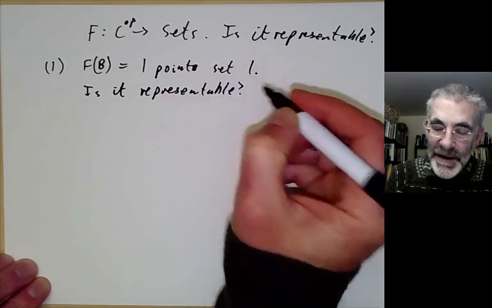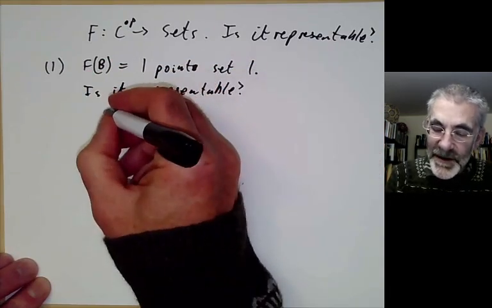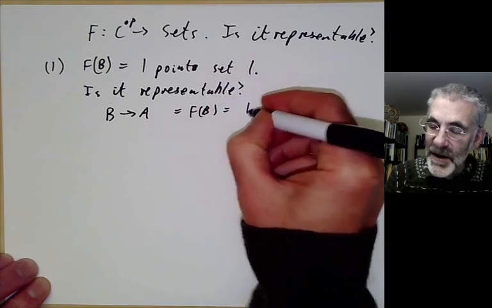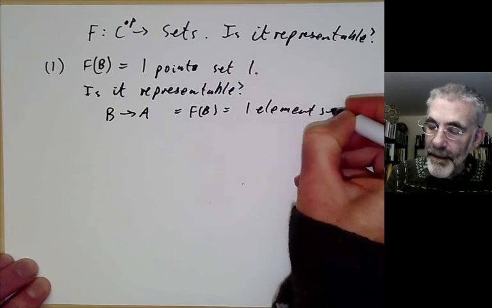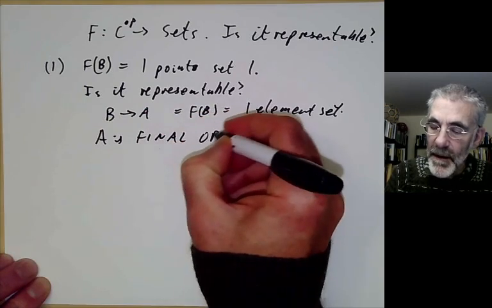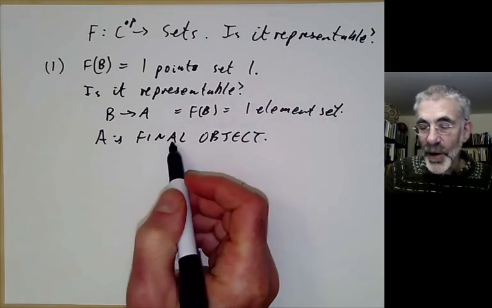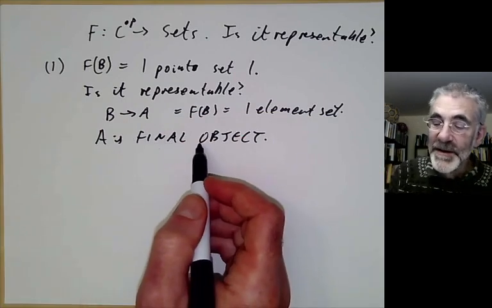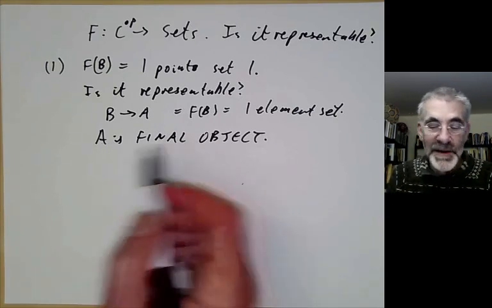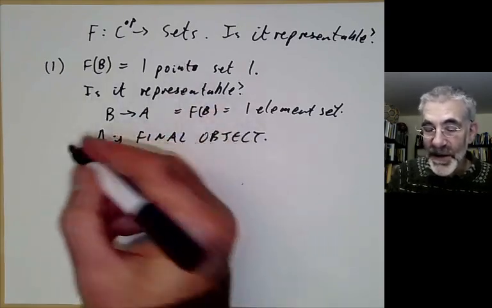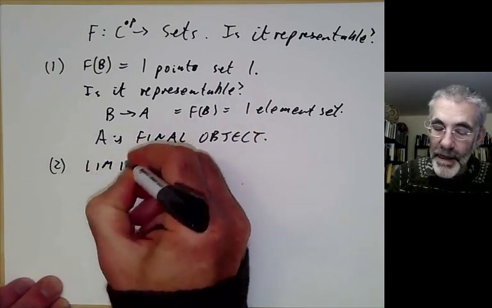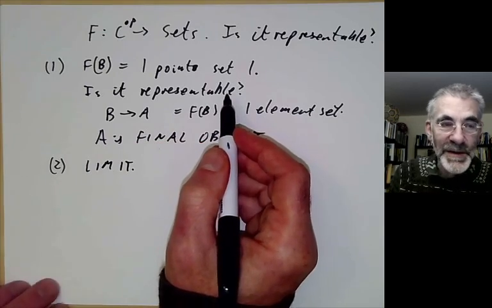Well, what we need is an object A such that the morphisms from B to A are the same as F(B), which is a one element set. Well, it's pretty obvious what that implies. This just means that A is a final object of the category, a final object being one such that there's a unique morphism to it. For instance, in the category of sets, A would just be a one element set. And of course, sometimes a category has a final object and sometimes it doesn't. So sometimes this functor is representable and sometimes it isn't. Well, a final object is a special case of a limit. It's a sort of rather vacuous example of a limit.